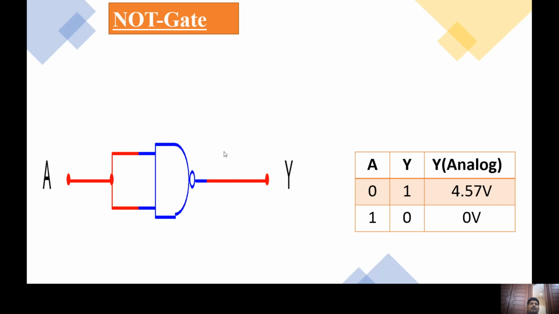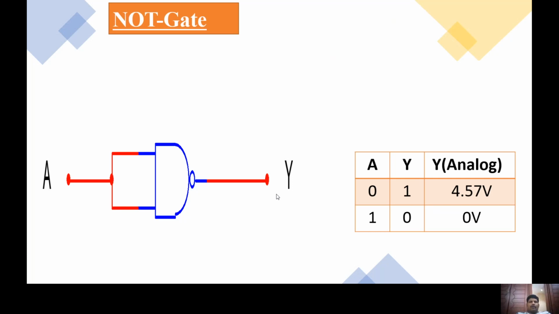So this is the symbol of the NAND gate. This is a 2 input NAND gate. Here I am using a NAND gate, but I want to perform the NOT operation. Whatever input I provide at A, at the output Y I want to get the opposite, or complement, or inverse of A. For example, if I provide 0 at A, my output at Y should be 1. Similarly, if I provide logic 1, or 5 volts, at input A, my output should be logic 0.